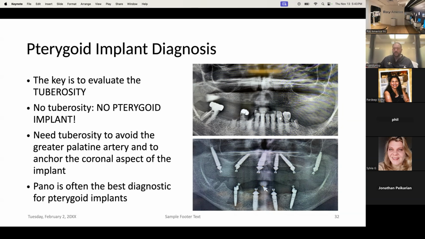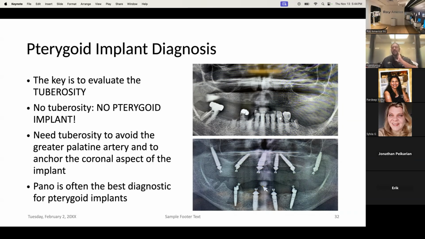So my rule of thumb, especially for beginners, is that if there's no tuberosity, there should not be a pterygoid implant. Clear as day. You need the tuberosity to be able to stay away from some of the crucial anatomy of the area. And the only basic anatomical structures that are in the area that we need to be aware of are the greater palatine artery.